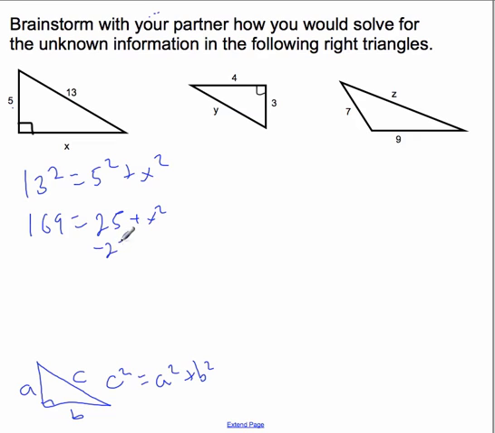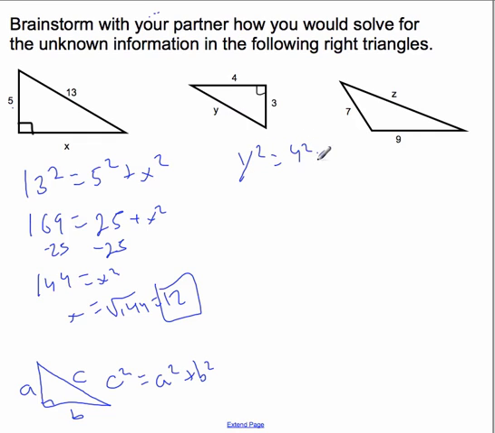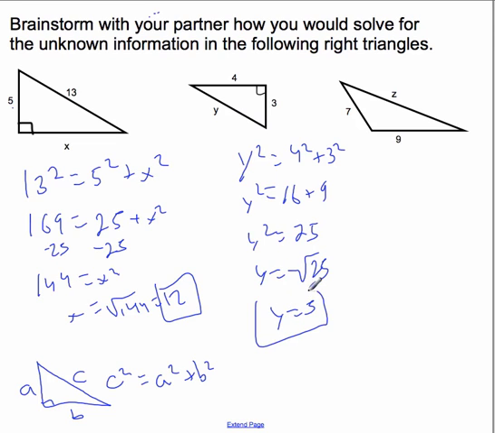Then we can solve for x. 144 equals x squared, x equals root 144, which equals 12. Next example, the hypotenuse is y, so we'll have y squared equals 4 squared plus 3 squared. We'll have y squared equals 16 plus 9, y squared equals 25, y equals root 25, which is 5. So that's how you find missing side lengths of a right triangle.